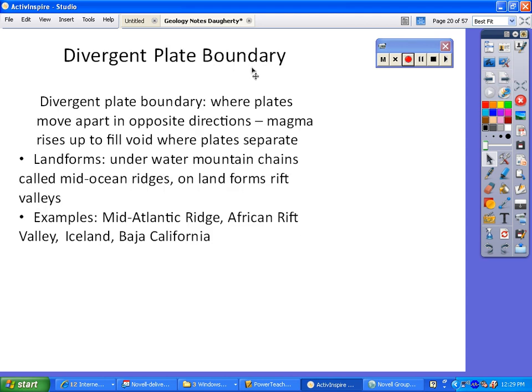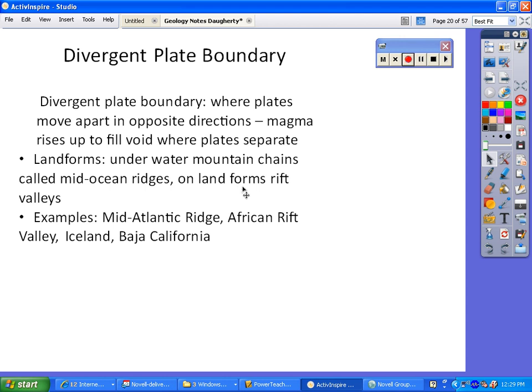Okay, so as we just said, divergent is where plates are going to move apart from each other in opposite directions. When this happens, the magma actually comes up through that new opening to fill the void where the plates are separated, and new crust is being made in these instances. So the types of landforms that would form when 2 plates are diverging from each other, we get underwater mountain chains called mid-ocean ridges. I'll show you a picture of that.